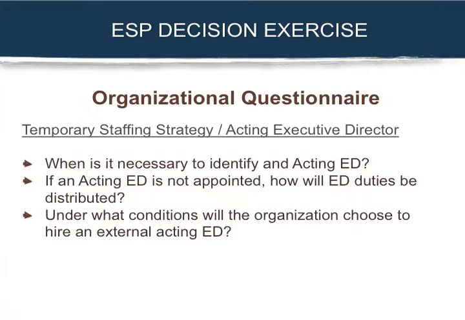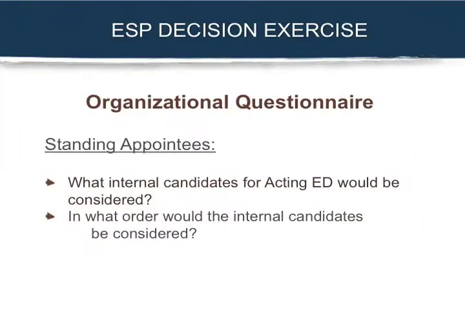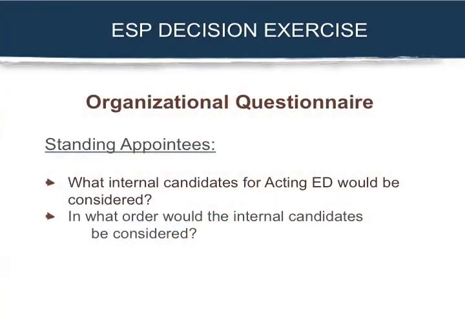In considering potential internal appointees, which internal candidates for acting ED would be considered? This might be a different person depending on whether a short-term or long-term acting director is needed, and will depend on both the organization's and the individual's situation at the time. And finally, in what order would the internal candidates be considered?